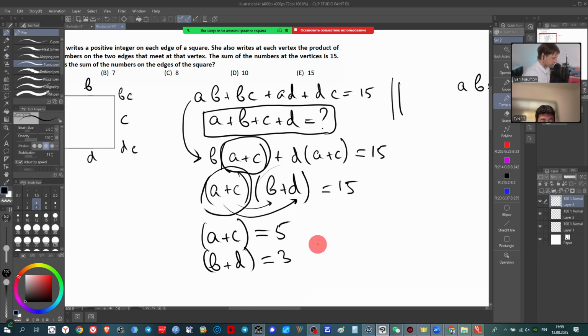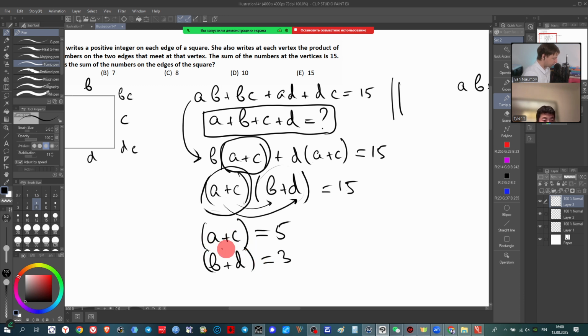Do you understand the reasoning? We simplified this expression and rewrote it in this form. After that we say this is a factor and this is a factor. The product of two numbers is 15. It means, for example, that this option will work for us: one number is 5 and the other is 3.